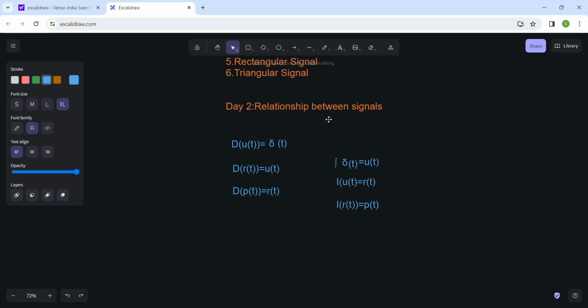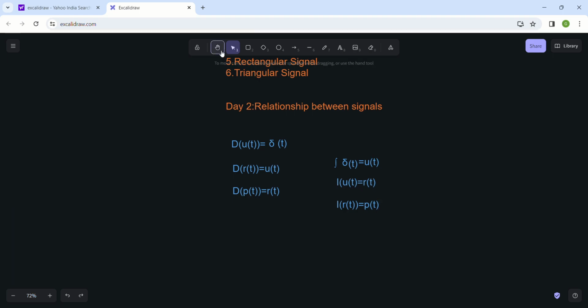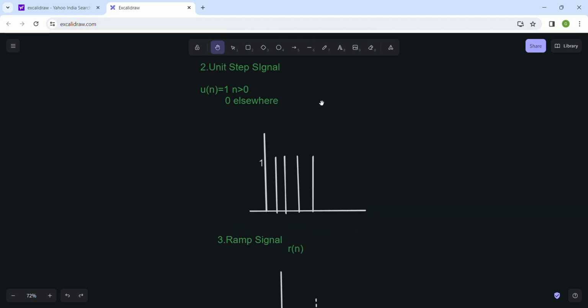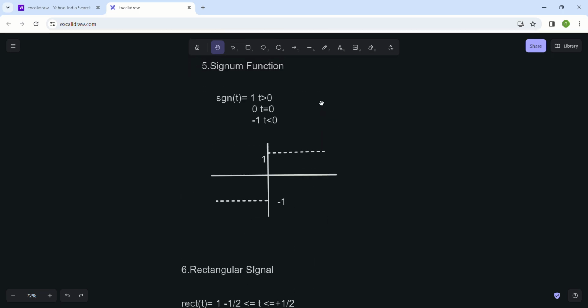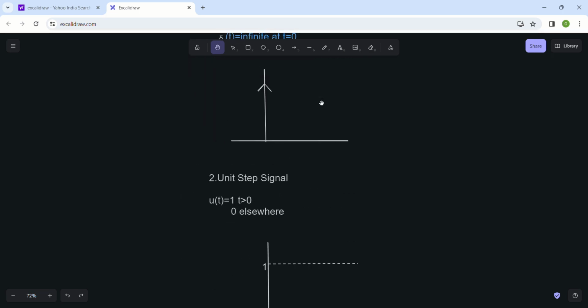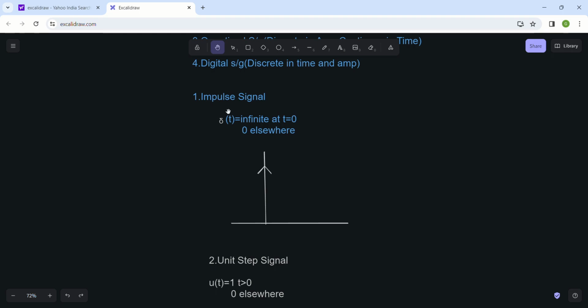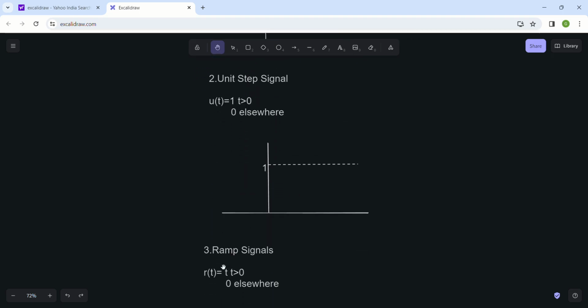We have discussed the signals in a certain sequence, and the relations will follow that sequence only. Impulse signal is there. From impulse signal, how can you get unit step signal? Integration. That means we are increasing the signal. Increasing means integration. Unit step signal is here.